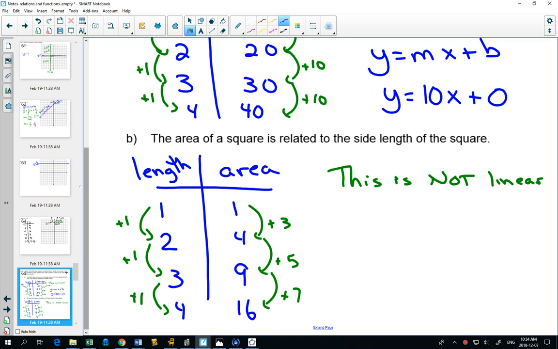Despite that, can anybody see a formula for this one? This one equals this one squared. So it makes another quadratic, another parabola. And maybe you've seen that formula before. Area of a square is the side squared. We can see how the relationship and the formula go together.